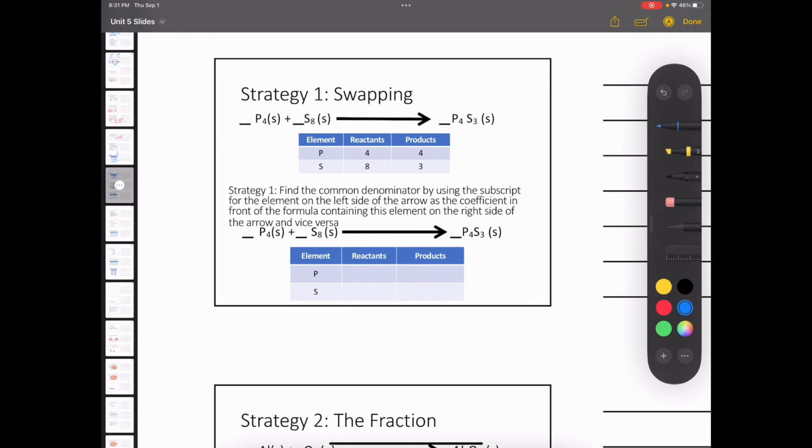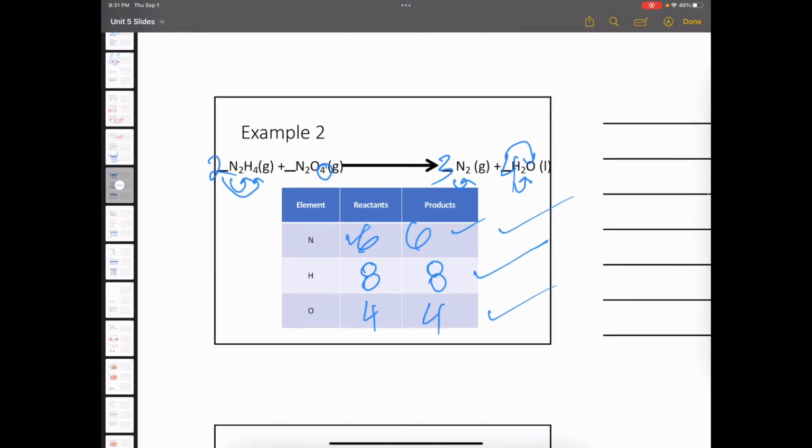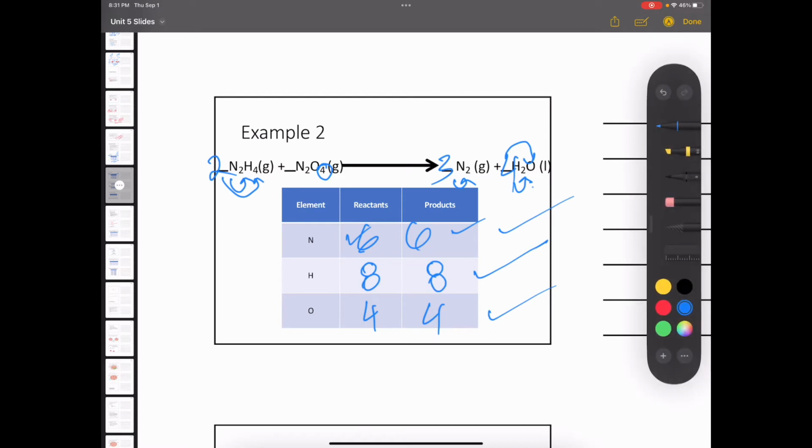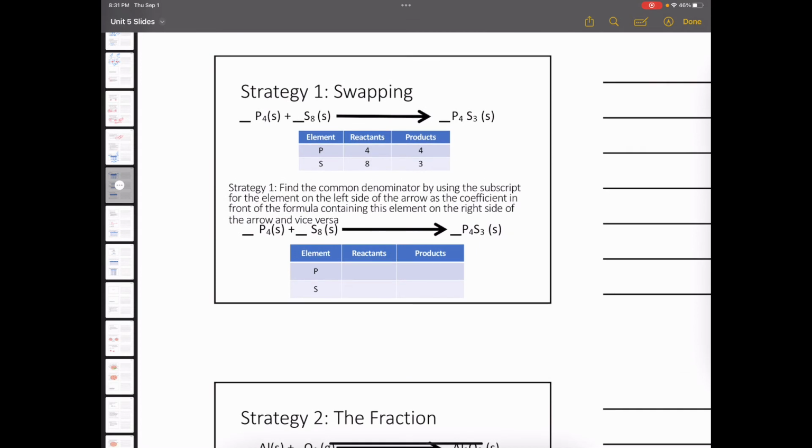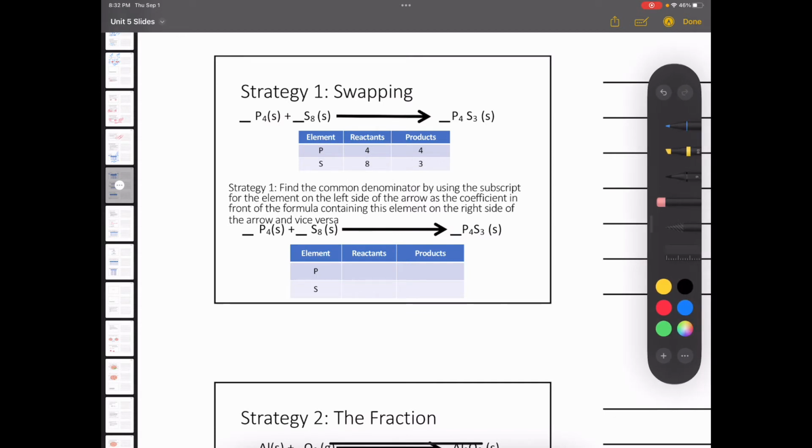strategy. Sometimes it is very hard to find a common denominator. Earlier, in the first couple of examples, it was so easy to find a common denominator. For example, between the 4 times 2, which is 8, and you have 4 hydrogens on this side, you can just multiply that by 2 and it'll give you 8. So finding a common denominator in this case can be really easy. In some cases, like the one you're looking at right now, when you have 4 phosphorus and 8 sulfurs to form phosphorus sulfide, I think it's going to take us a really long time to figure out the common denominator between 3 and 8. That really can take us forever to figure out.